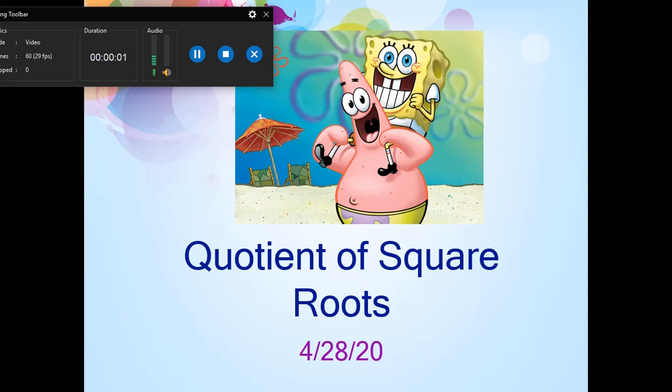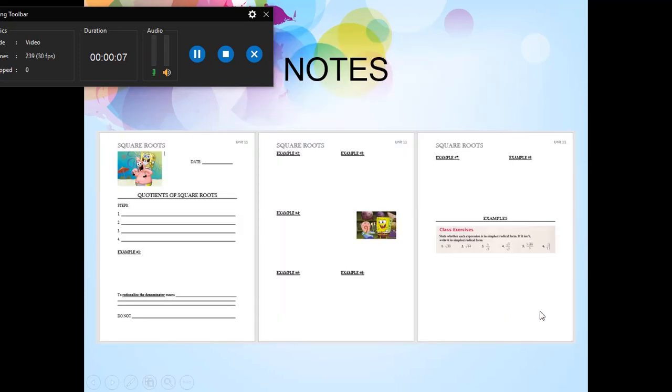Today's topic is quotients of square roots, and today is April 28th. This is the note packet you'll need for today's lessons. There should be 3 pages.